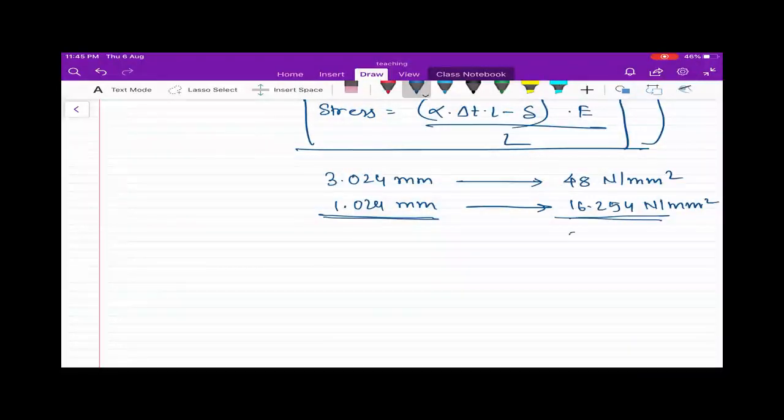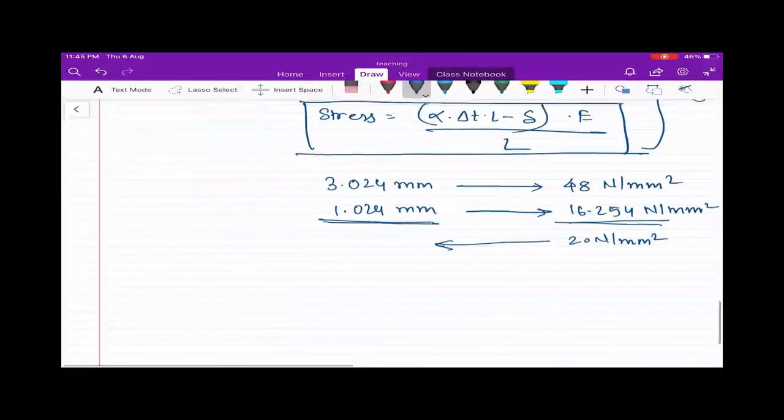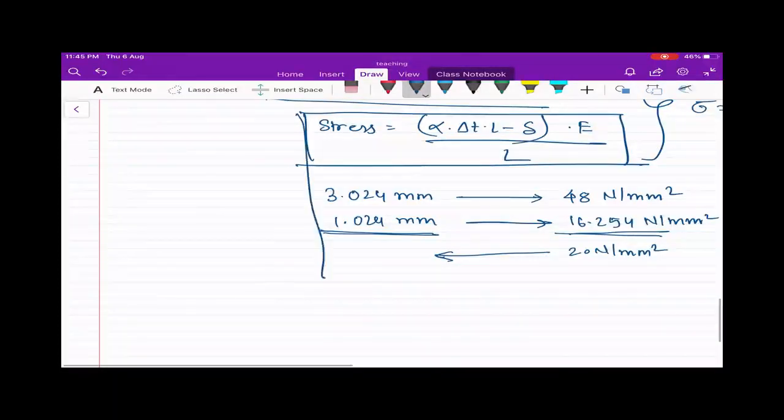So now the problem has been reversed. 20 Newton per mm square of stress is getting generated. How much should be the restriction? That we have to calculate. Now to calculate this, we will directly go by the formula. Okay, so this is our first problem. So we will directly go by the formula. Stress is nothing but alpha delta T into L minus delta into E by L.